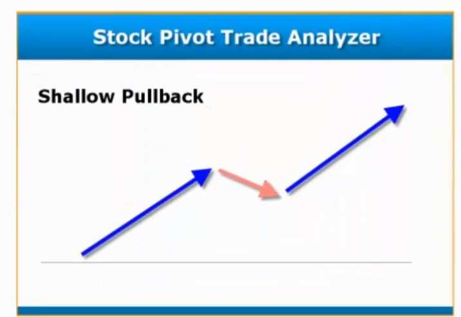All right, so let's talk about the shallow pullback. Shallow pullback is designed to catch the high flyers. These are stocks that are on a tear. They're moving so fast, they don't slow down for nobody. Okay? They don't do a deep pullback. They make massive moves to the upside. They might take a rest break for 2 or 3 days and not even pull back very much. They might just even trade sideways for a few days before they blast off again. So the shallow pullback is designed to catch those.